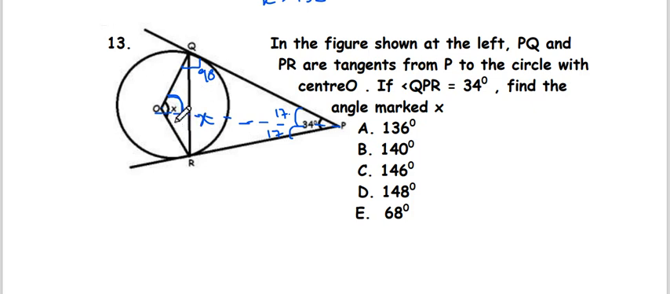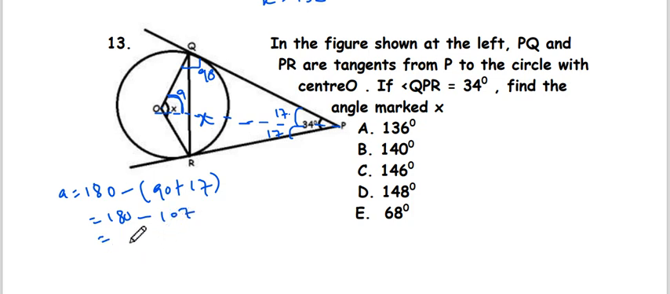So this angle becomes, this is a triangle, and sum of angles in a triangle is 180. So this angle here, let's call it angle A. So A is equal to 180 minus 90 plus 17. That's 180 minus 107, that's 73 degrees. Now if A is equal to B, so if this is 73, this is also 73. So x is equal to 73 plus 73. That's 146. Option C, 146.